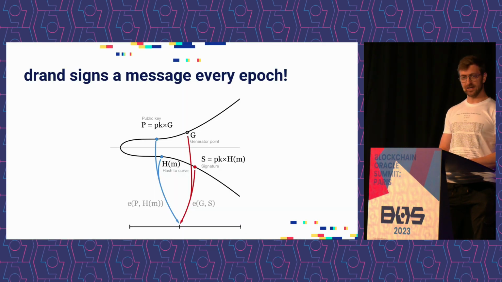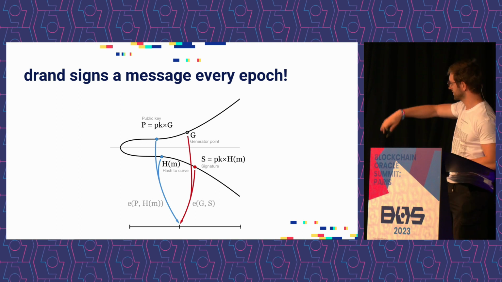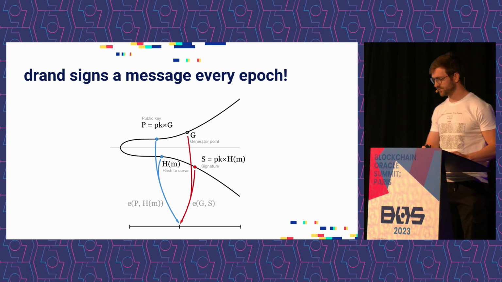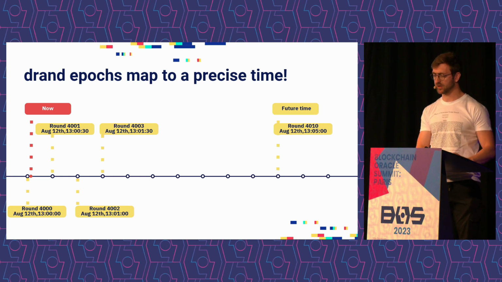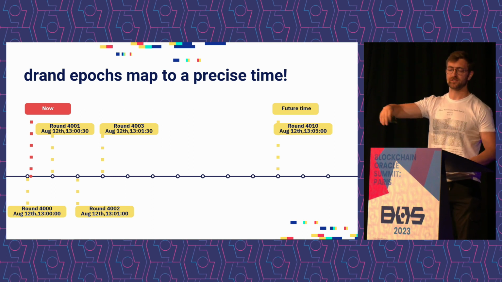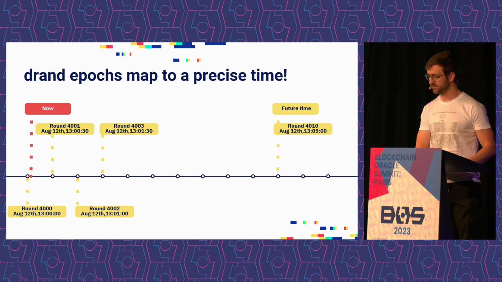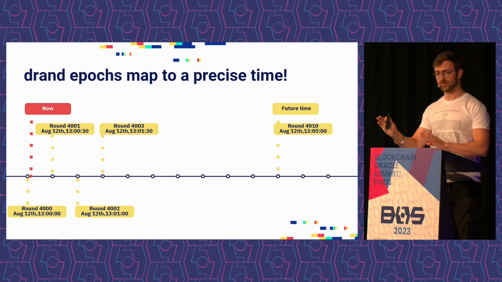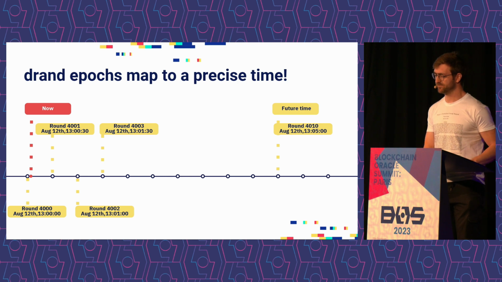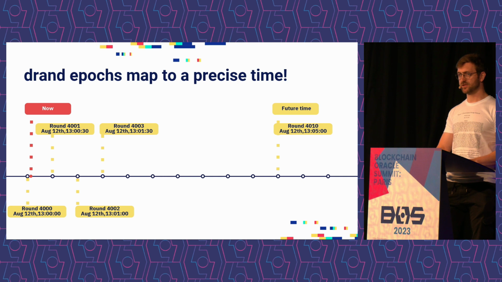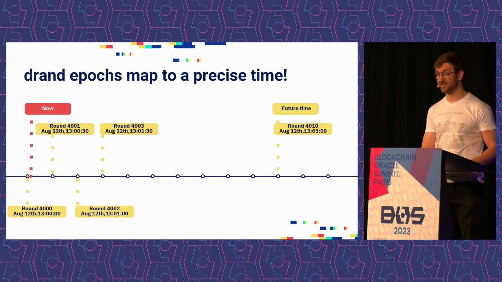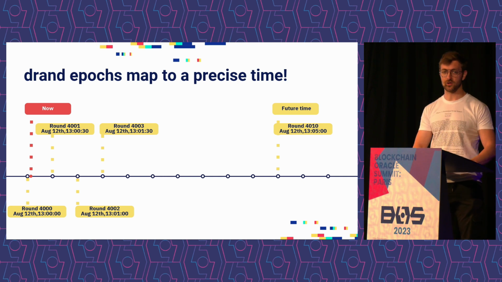So DRAND signs a message every epoch using some fancy maths. Those DRAND epochs map to a precise time on the clock, which means that we know the message in advance that the network is going to sign, which enables some other cool things that I'll talk about in just a moment. And right now, DRAND emits randomness every 30 seconds. We've actually just launched a new network that emits randomness every 3 seconds, so that could be good for some specific gaming use cases.